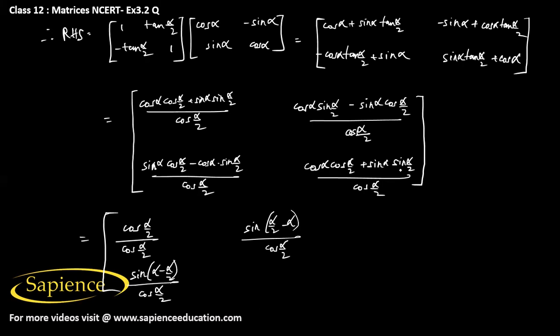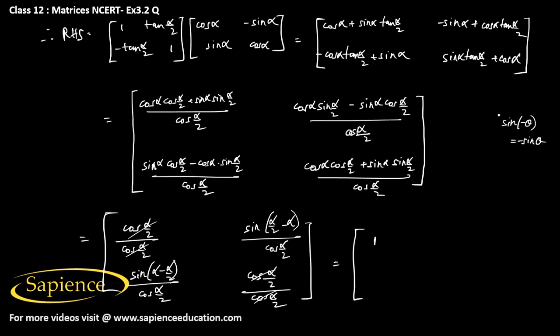And this is cos A cos B plus sin A sin B, so it is cos of A minus B. So this is also cos of alpha minus alpha by 2, which is cos alpha by 2 over cos alpha by 2. So now this can be written as 1, since these two will cancel out. And this will be sin of minus alpha by 2. We know that sin of minus theta is minus sin theta. So therefore, this will be minus sin alpha by 2 over cos alpha by 2, and then this will be sin alpha by 2 over cos alpha by 2.